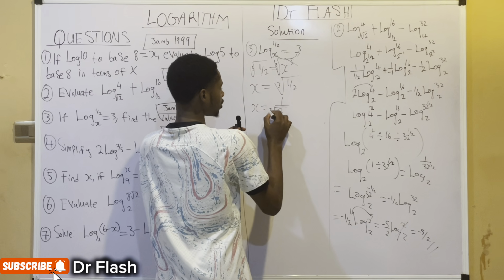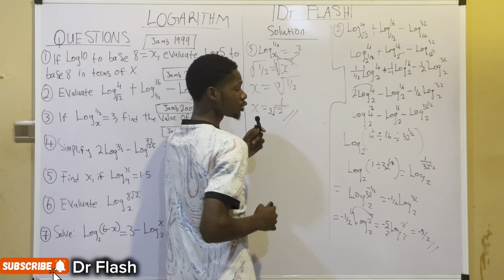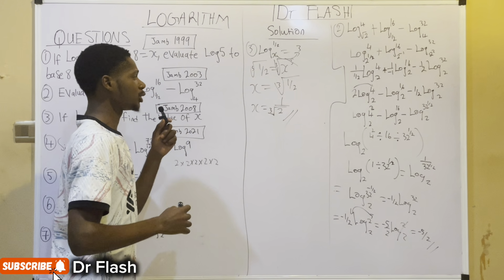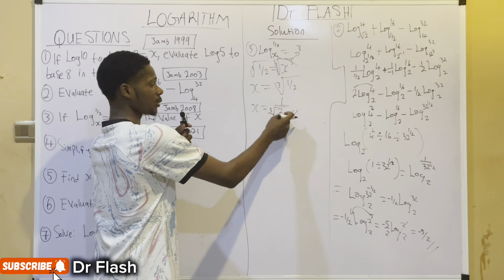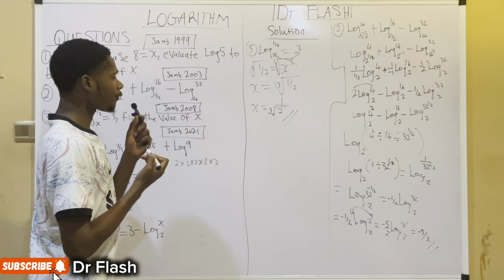Okay, I'm going to write it boldly. 1 over the cube root of 2. That is how it is being done, because cube root of 1 is 1. So I'm left with 1 on top divided by the cube root of 2.